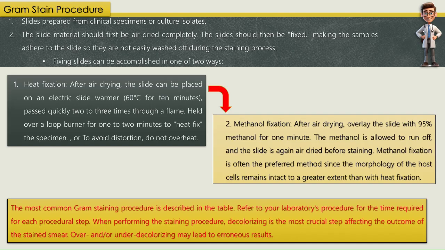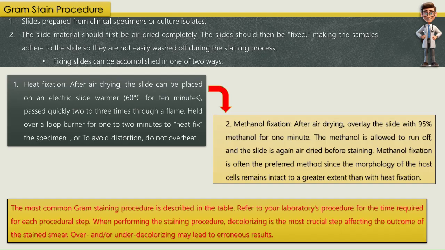The slides should then be fixed, making the samples adhere to the slide so they are not easily washed off during the staining process. Fixing slides can be accomplished in one of two ways. 1. Heat fixation. After air drying, the slide can be placed on an electric slide warmer, 60 degrees Celsius for 10 minutes, passed quickly 2 to 3 times through a flame, or held over a loop burner for 1 to 2 minutes to heat fix the specimen.